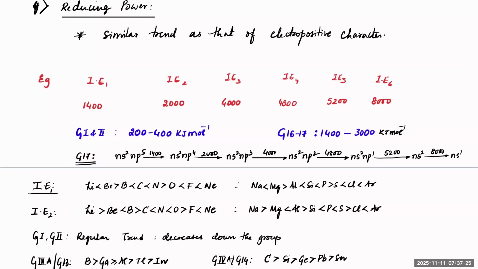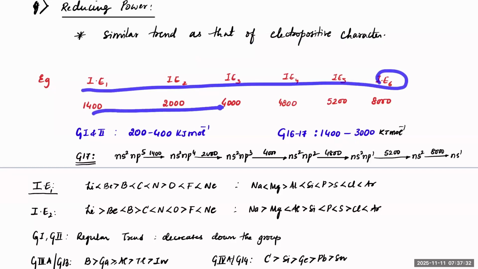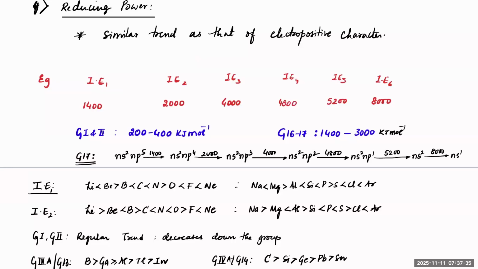See the reducing power here. It is a similar trend as that of electropositive character. Ionization 1, 2, 3, and up to 6, if these are the values given, then how do we know which element it belongs to? Generally, if it is 200 to 400, it will be group 1 and 2, and 1400 to 3000 will be between group 16 and 17. So which means here the element given looks like more of group 17.